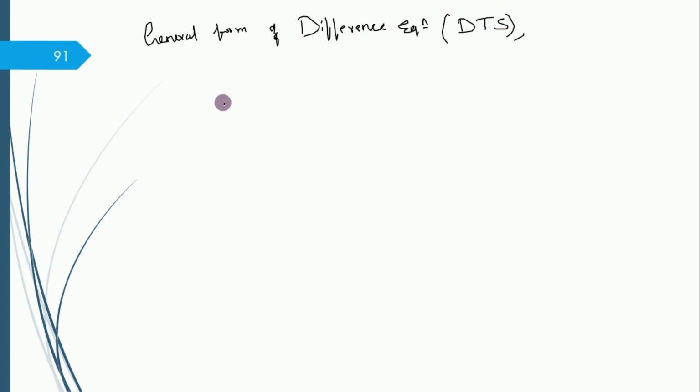General form of the difference equation. Whenever I write difference equation, it is a discrete time system. Remember. Okay, so it goes like this: summation k is equal to 0 till n, a k y of n minus k. There is no differentiation because it is not continuous time. Differentiation and integration are applied only for continuous time signals. It is not continuous, so rather than differentiation, we need to take its difference, that is subtraction.